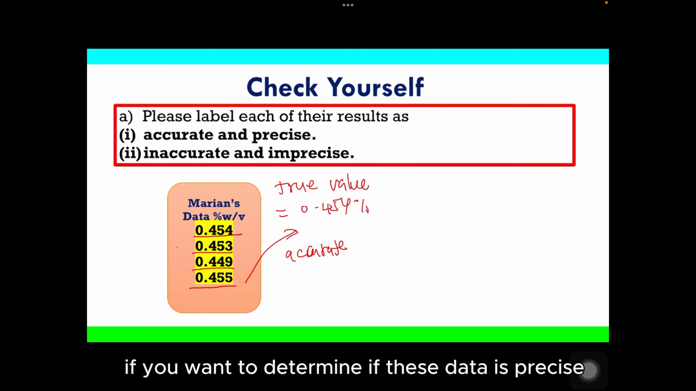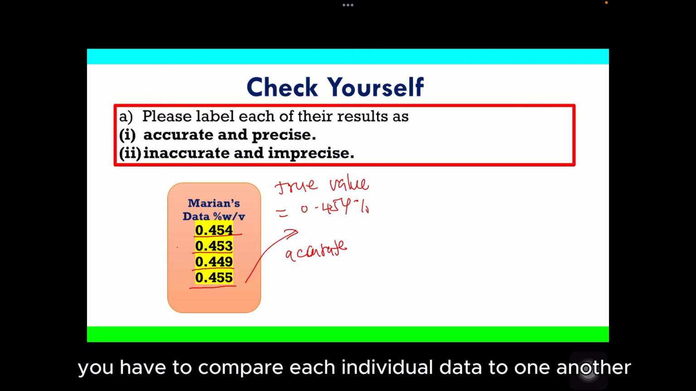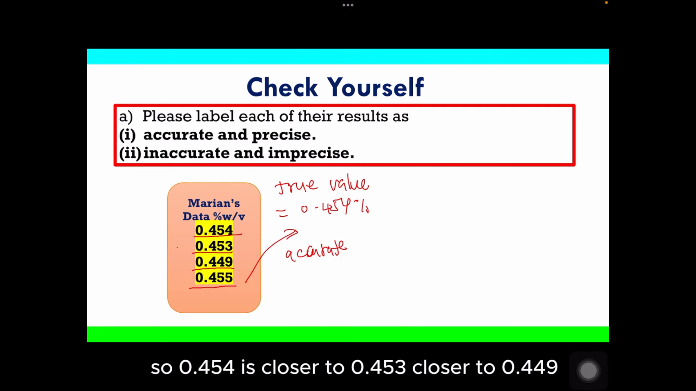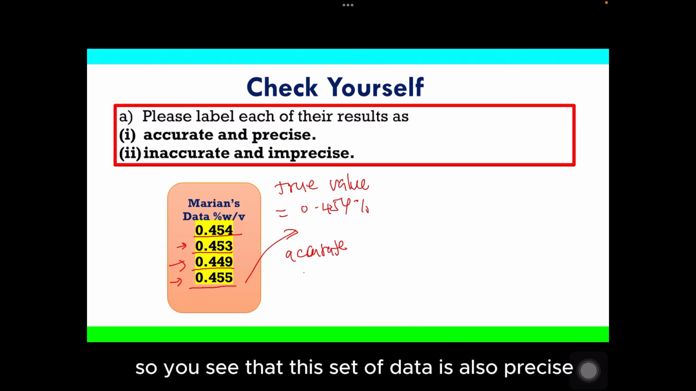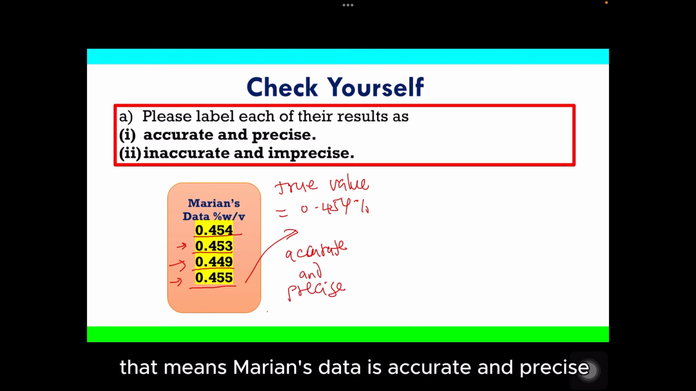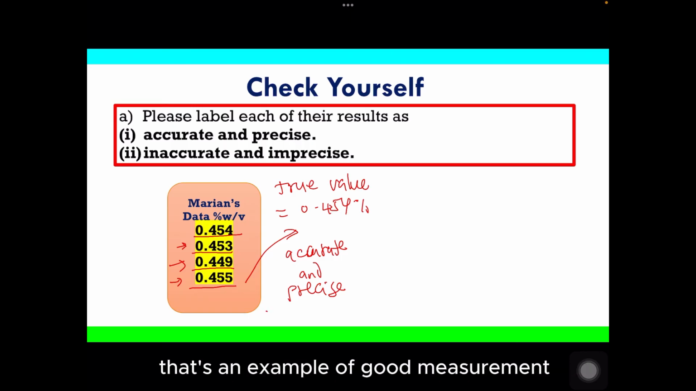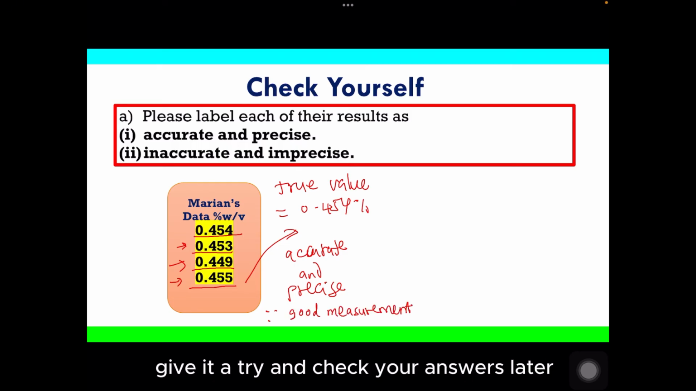If you want to determine if this data is precise, you have to compare each individual data point to one another. So 0.454 is close to 0.453, close to 0.449, which is also close to 0.455. So we will say that this set of data is also precise. That means Marian's data is accurate and precise. That's good measurement. For the rest of the questions, give it a try and check your answers.